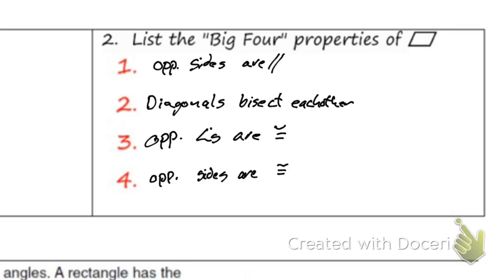All right, questions on that? So all 4 of those, they apply to all of them? All of them. So all 4 of these apply to a rectangle. All 4 of these apply to a rhombus, which means all 4 apply to a square. It's just that a rectangle has additional properties, and a rhombus has additional properties as well.